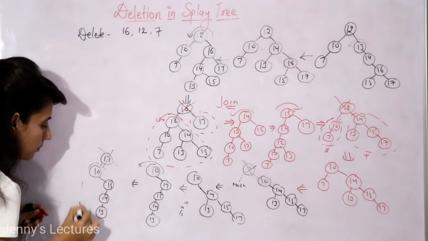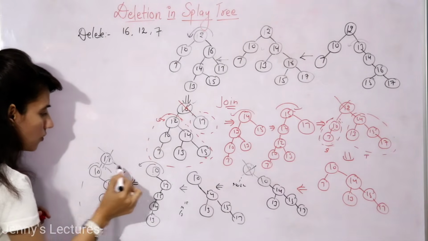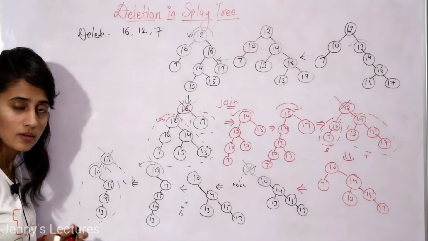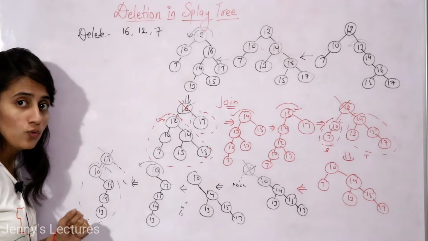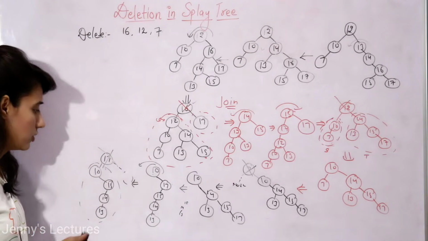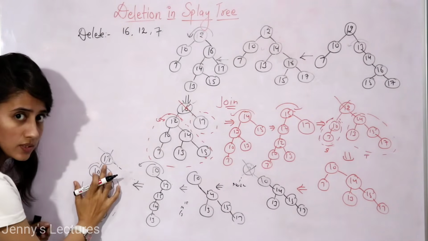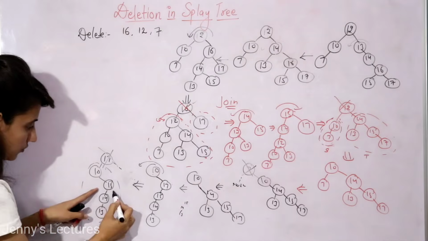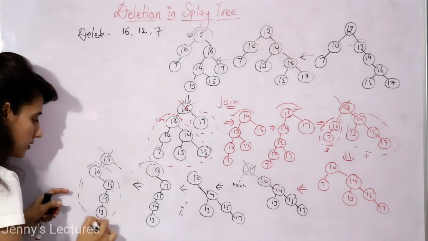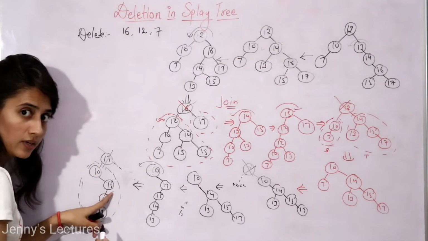Now there is a left subtree, but there is no right subtree of this 17, right? Now what will you do? How do you perform the join operation? Same steps you would follow. Find the maximum from this left subtree, the maximum is 15. Splay this left subtree for this 15, right?